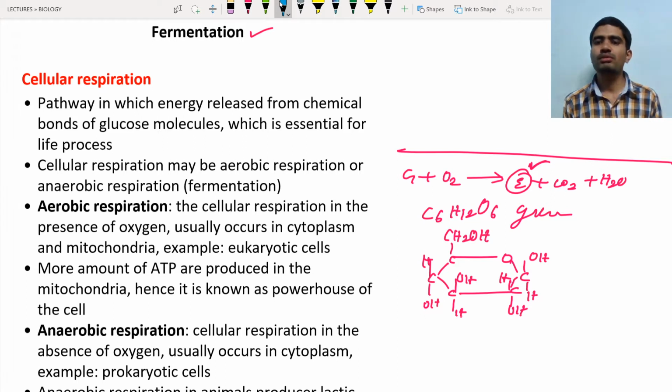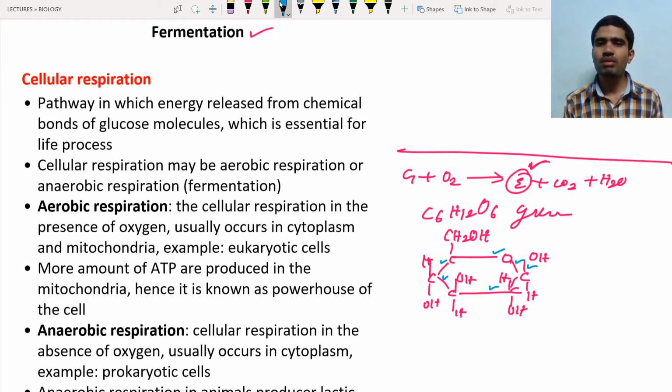This glucose molecule is produced in photosynthesis, and these glucose molecules contain bonds. Can you see? This is a bond, this is a bond, bond and bond. So what is meant by bond? A bond is a force of attraction between the atoms. These bonds are holding the atoms together. So these bonds require energy.